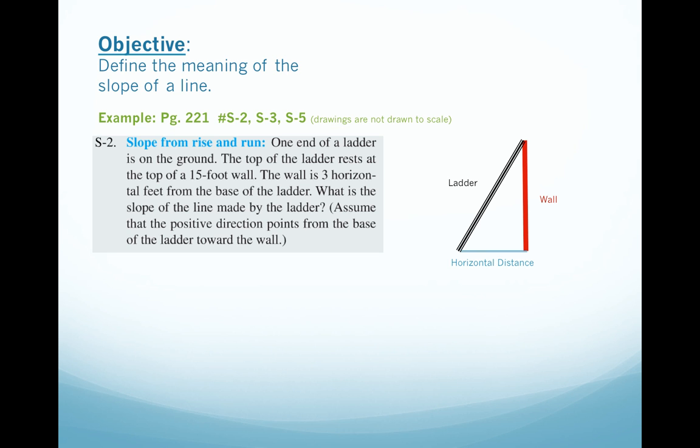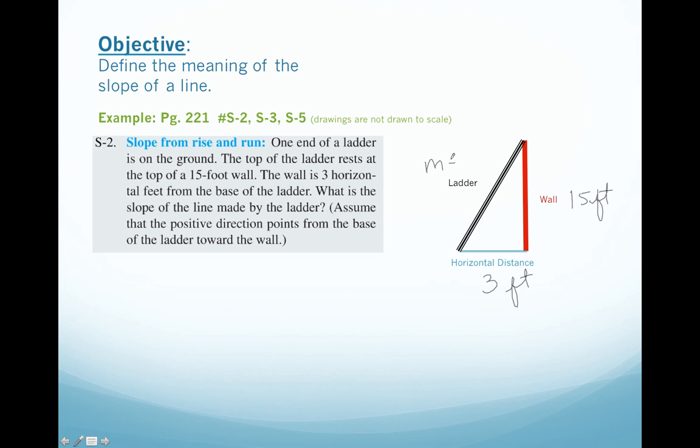In this problem, we are going to try to calculate the slope that's being created by a ladder that's leaning against the wall. We're given a couple pieces of information here. We're told that the height of the wall is 15 feet, and we're told that from the base of the ladder to the wall is 3 horizontal feet. So we want to know, if we lean this ladder against a 15-foot wall 3 feet away from the wall, what's the slope that's created by the line of the ladder?